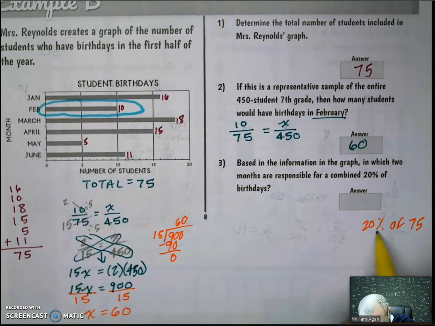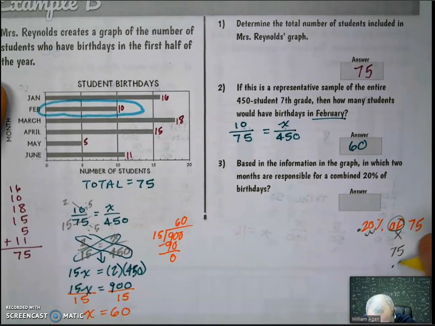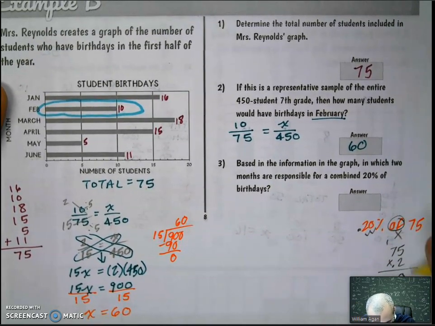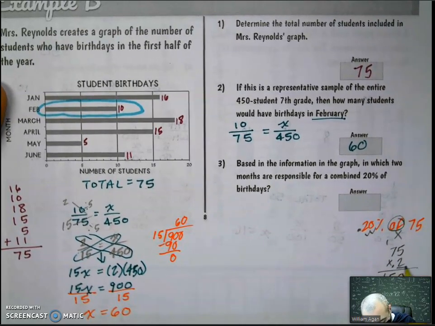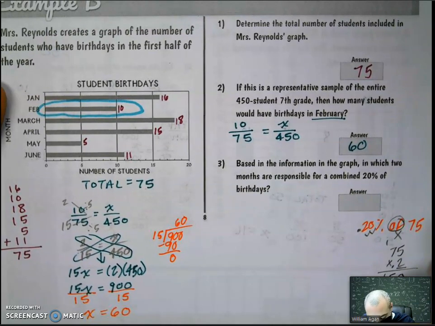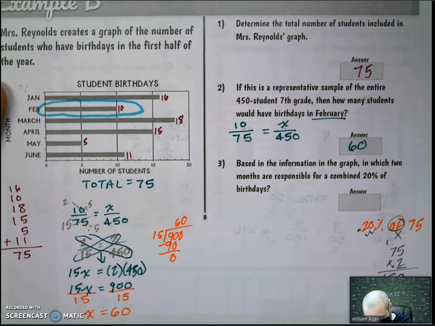Decimal method, you move your decimal 2 times to the left, and of means multiply. So you have 75 times 0.2. 2 times 5 is 10, 2 times 7 is 14, plus 1 is 15. You have one number behind the decimal in the problem, so 1 in the answer. So that means 20% equals 15 students.